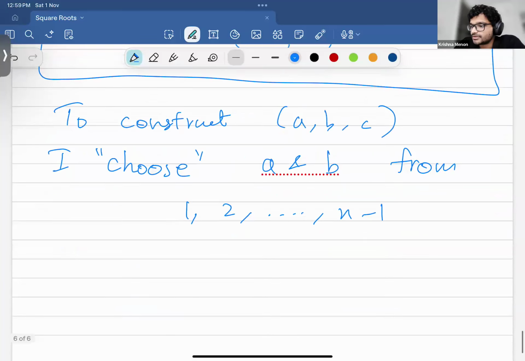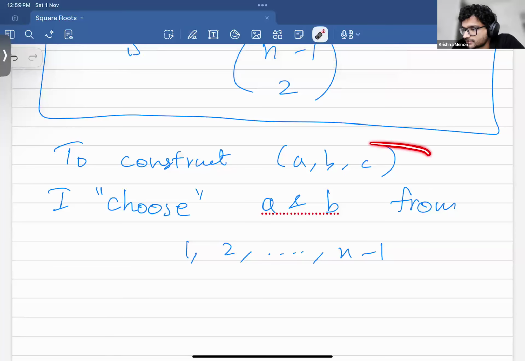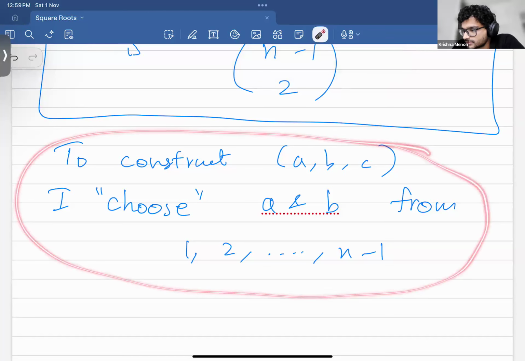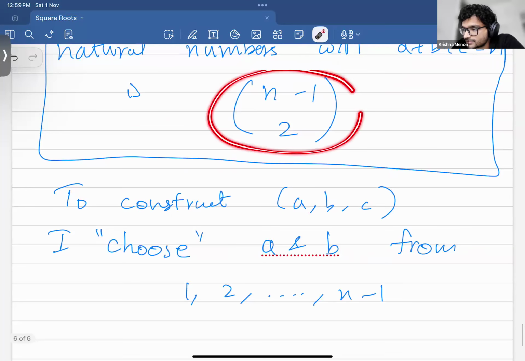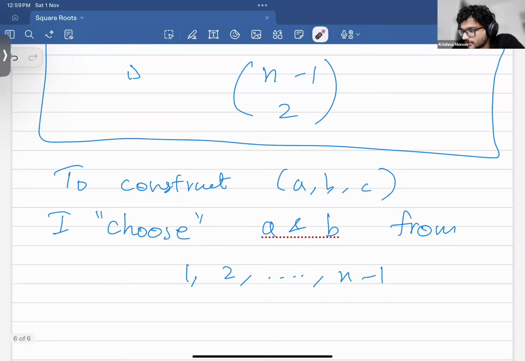Sir, there's a mistake in the thing. Who's speaking now? Vikrant, sir. Okay, Vikrant, can you explain? Sir, it should be n minus 2, not n minus 1. Oh, so you're saying this formula is n minus 2 choose 2? Not in that part, in the part where I choose A and B from. Oh, you're saying this should be n minus 2. Yes, sir, because if we choose n minus 1 and 1, then n minus 1 plus 1 is n.